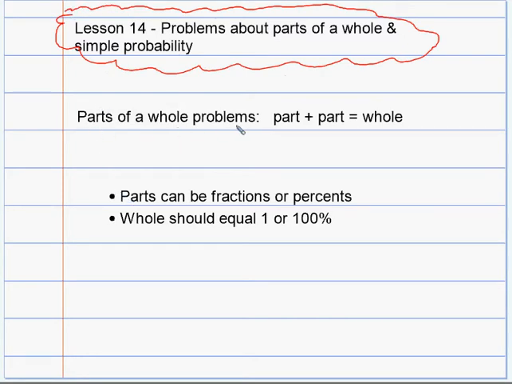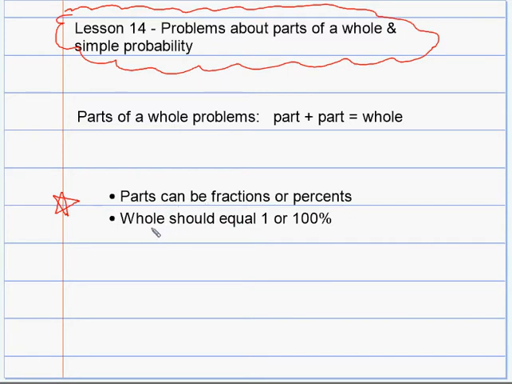Parts of a whole problems. Okay, so we're going to talk about parts of a whole group or a whole item, and what we're going to end up with is an equation that looks like part plus part equals whole. Okay, and this is extremely important down here. Parts can be fractions or percents.